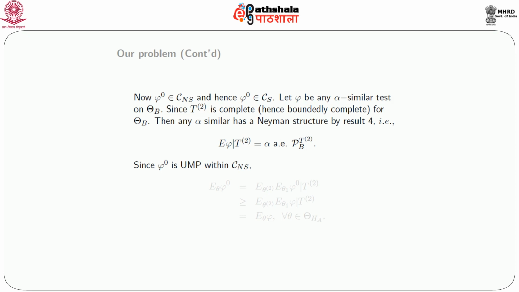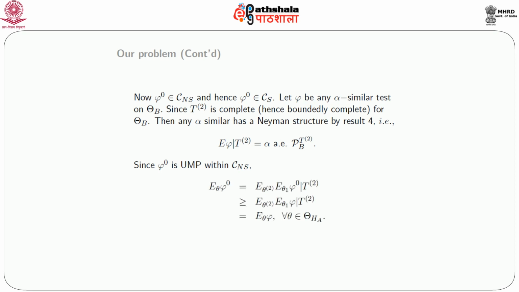Let ψ be any α-similar test on Θ_B. Since T₂ is boundedly complete, actually complete, for Θ_B, then by result 4 of our previous module, any α-similar test has Neyman structure. So the expectation of ψ given T₂ is equal to α almost everywhere on P_B^T2, because φ₀ is UMP within C_NS.